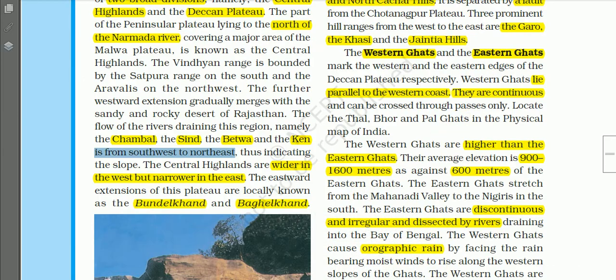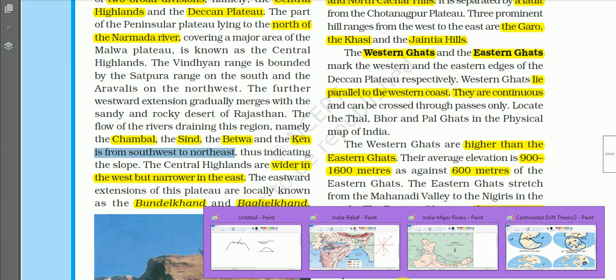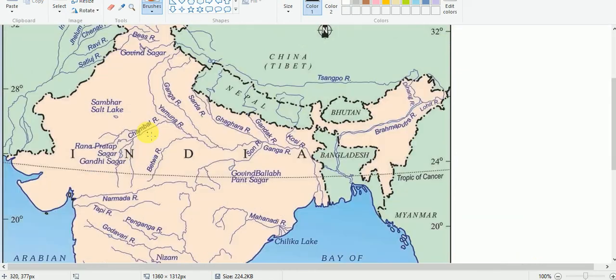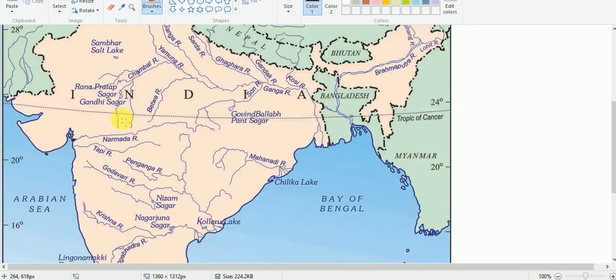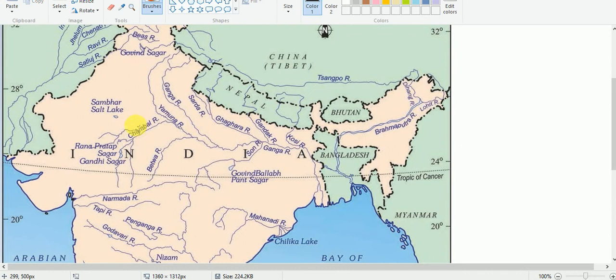And about the location of the rivers, let's see here. So this is the drainage map of India. Chambal River is here, Betwa River, Ken, Son are flowing somewhere here. If you look at the map, then you will find the same.